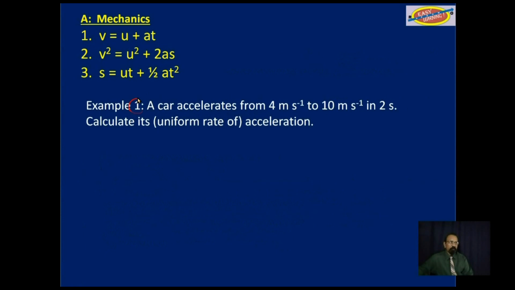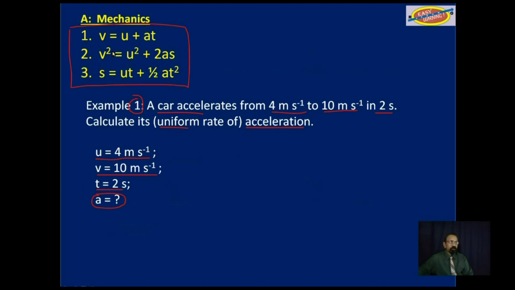So let's look at our first example. A car accelerates from 4 meters per second to 10 meters per second in 2 seconds. Calculate its acceleration. We will assume that the acceleration is uniform. Let us write what we are given. We know that U is equal to 4 meters per second, V is equal to 10 meters per second, T is equal to 2 seconds. We want to find A.